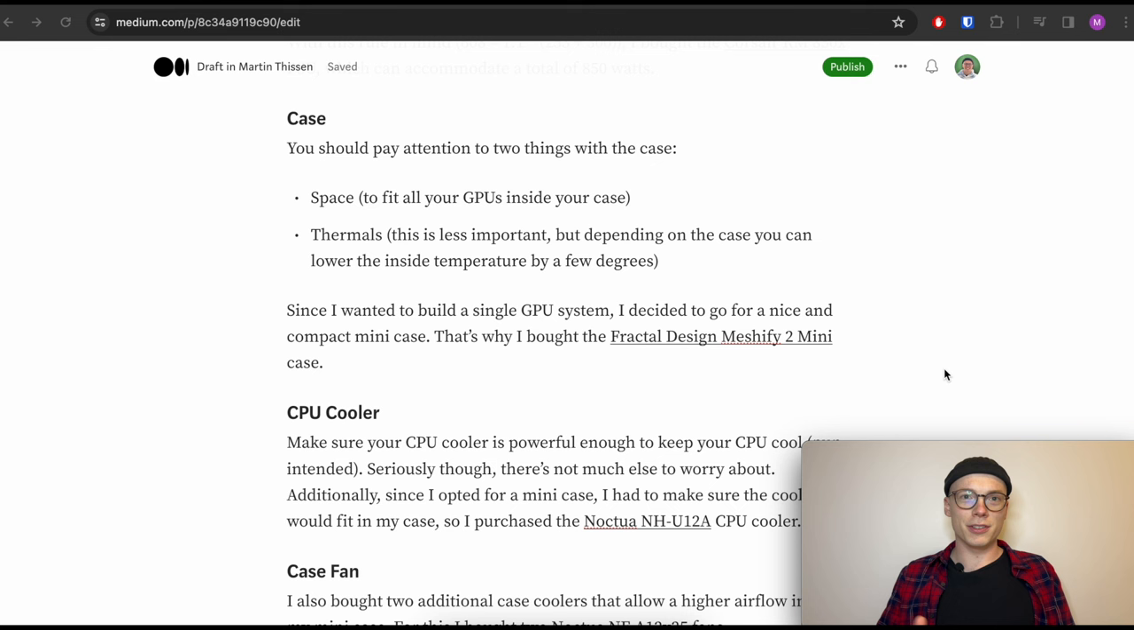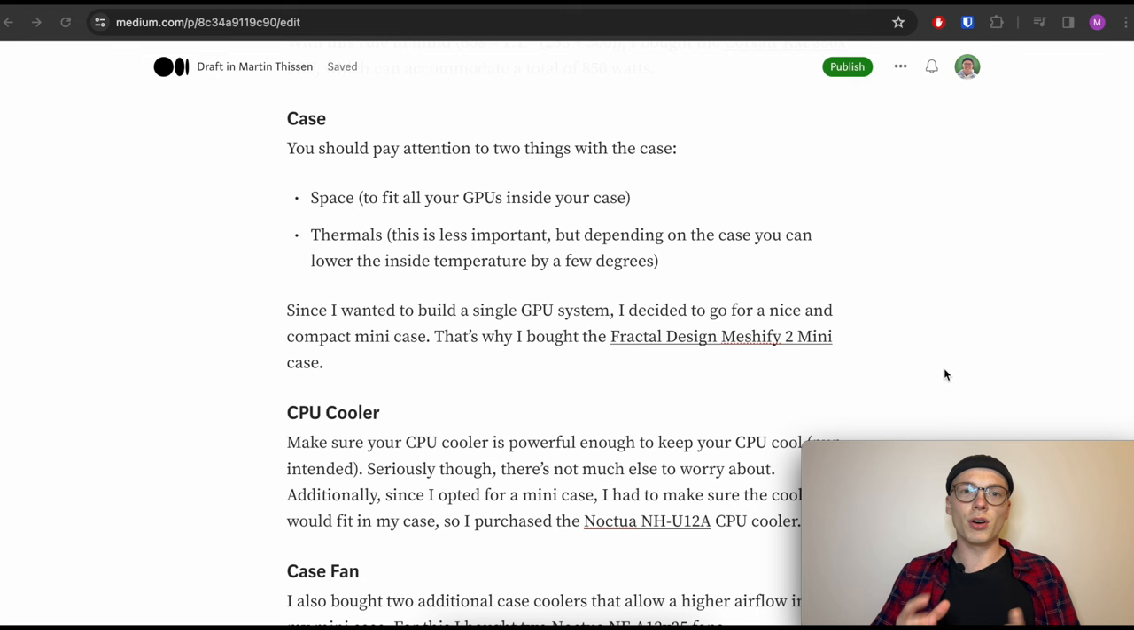With the case, you should pay attention to two things. First, obviously, all of your components should fit in, especially the GPUs, which tend to be the biggest component in your whole build. Especially if you want to accommodate multiple GPUs within your case, it's often a good idea to get a really big case so you have more space and potentially a better airflow within your case.